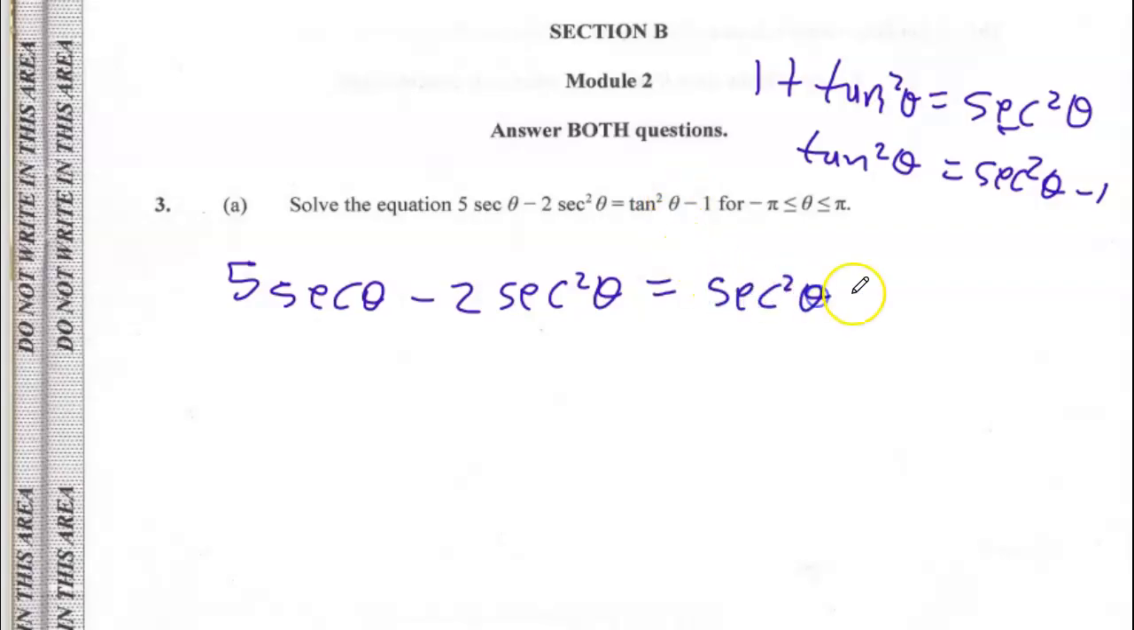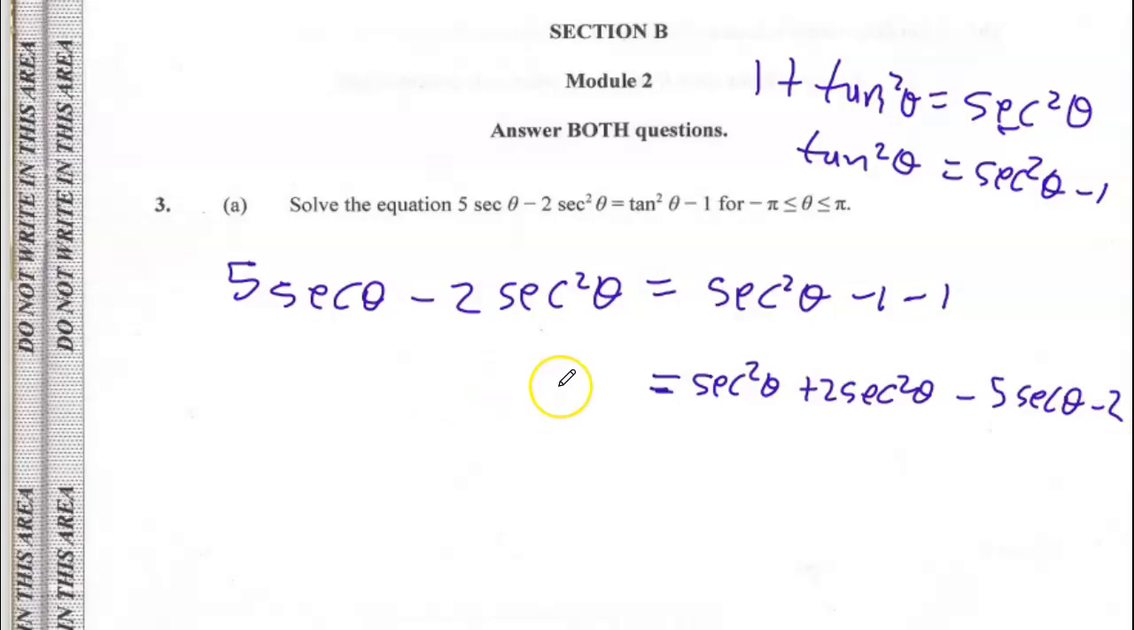And so we can group everything on the right hand side, since we have a quadratic. So we have sec square and 2 sec square. And then 5 sec theta becomes minus 5 sec theta. And minus 1, that's minus 2. So we group the sec square, we get 3 sec square minus 5 sec theta.